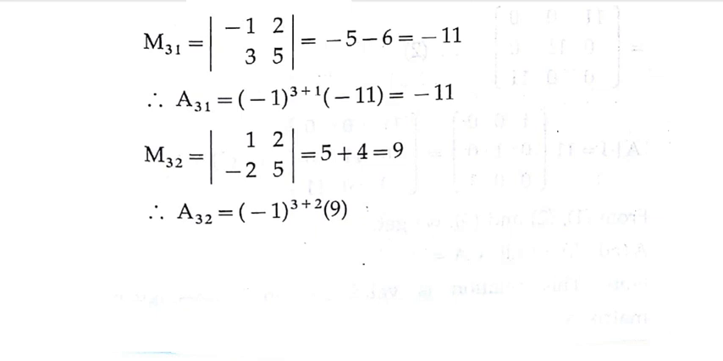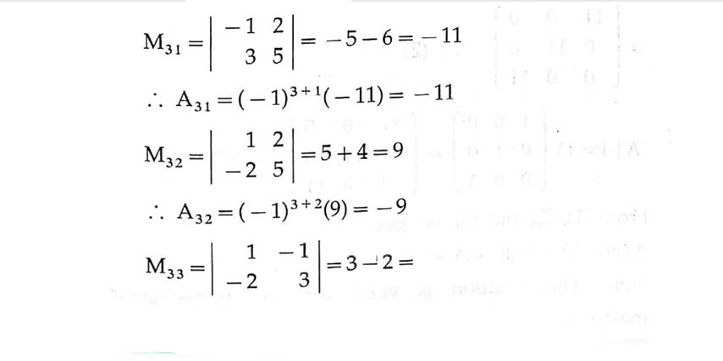Therefore, minus 1 raised to 5 is equal to minus 1, and minus 1 into 9 is equal to minus 9. And now last, M33, that is, we have to delete third row, third column. So after deleting third row, third column, we get 1, minus 1, minus 2, 3. Then cross multiply it. 1 into 3 result is 3, and minus 1 into minus 2 result is minus 2, and then final result is 3 minus 2 equal to plus 1.